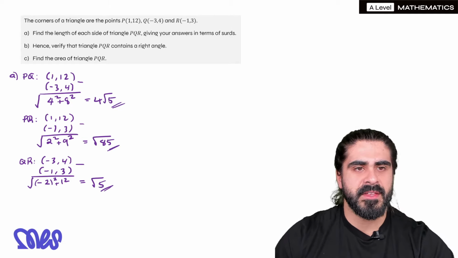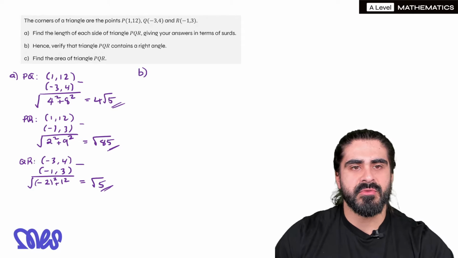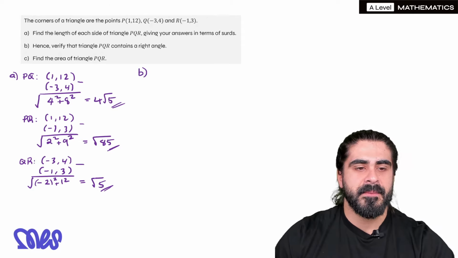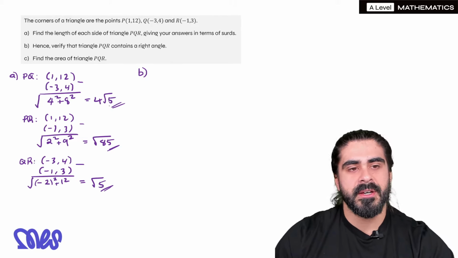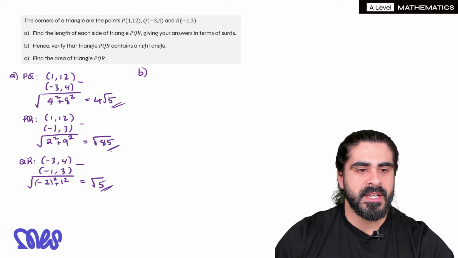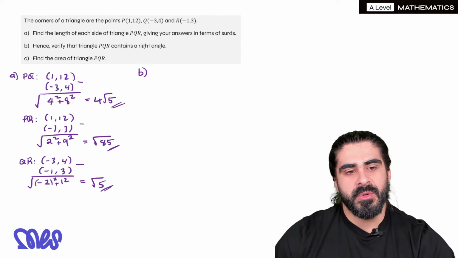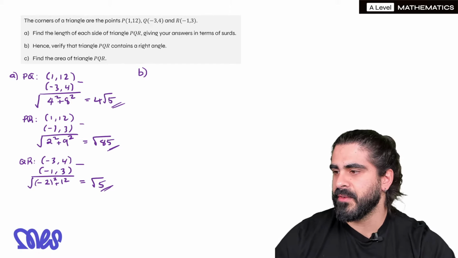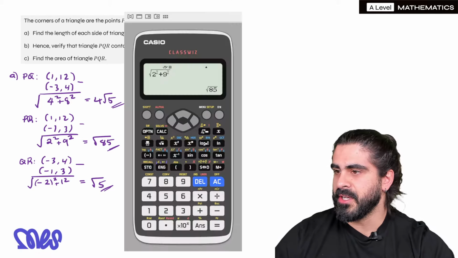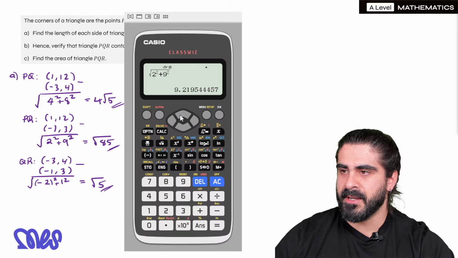Part B, hence verify that the triangle contains a right angle. Now to prove that it contains a right angle and we've got 3 lengths, we just need to apply Pythagoras and show that the two shortest lengths squared sum to the largest length squared. Now the question is, which one's the largest length? You could use the calculator to verify. So root 85 is 9.2 and this is 8.9.